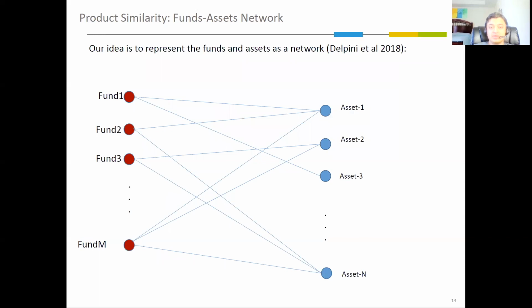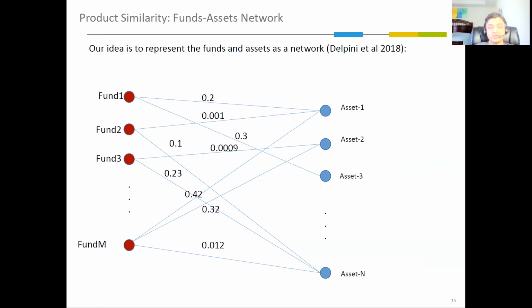We put a link between a particular fund and a particular asset if this asset is within the fund. So for example, fund 1 contains asset 1, so we put a link between them. Asset 2 is not within fund 1, and hence there is no link between fund 1 and asset 2, and so on. So eventually we start getting to see a graph structure appearing.